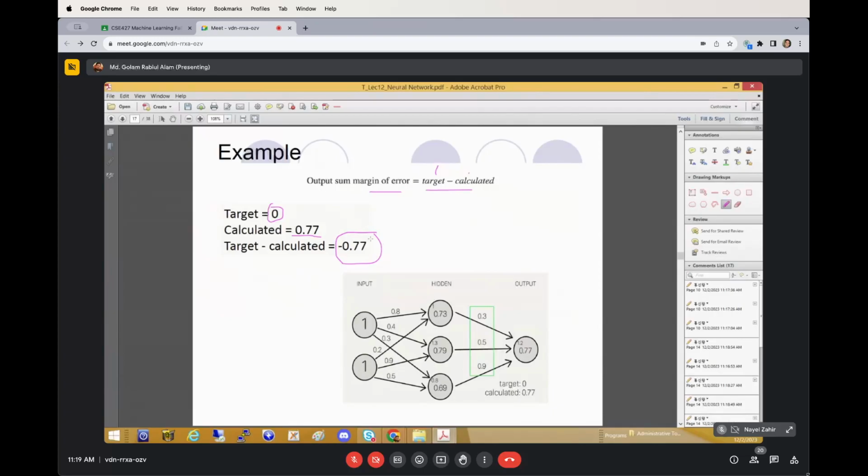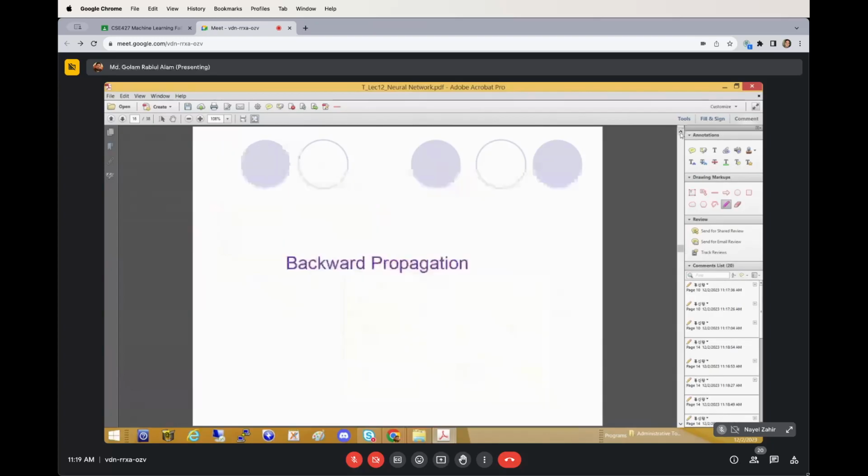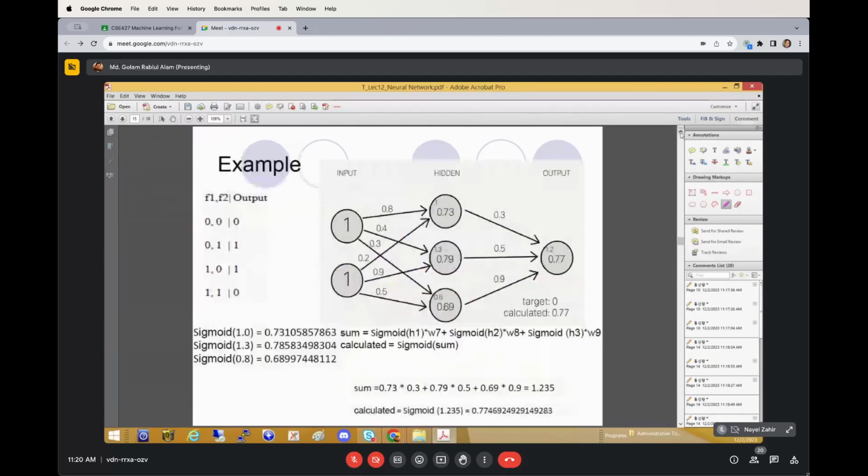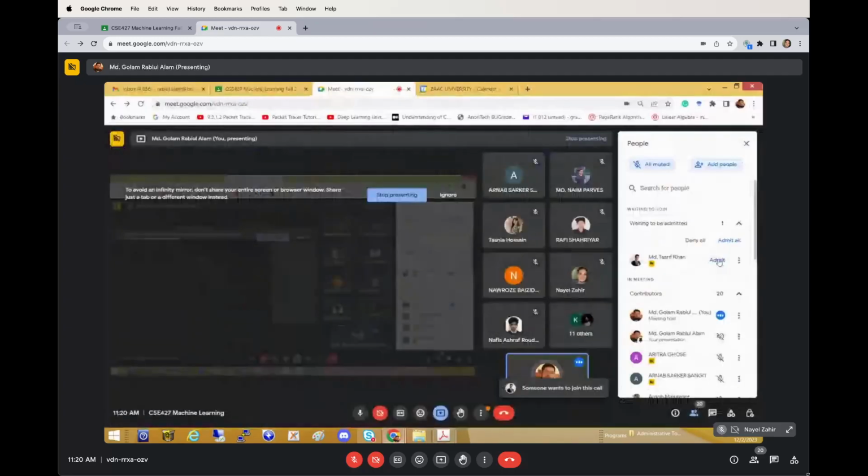And if this is the error, then this predicted or calculated value depends firstly on the sigmoid. Okay, because in our forward propagation, in the last layer, what we did is sigmoid of the sum. So sigmoid of the sum is our last operation, the last operation performed in our forward propagation.